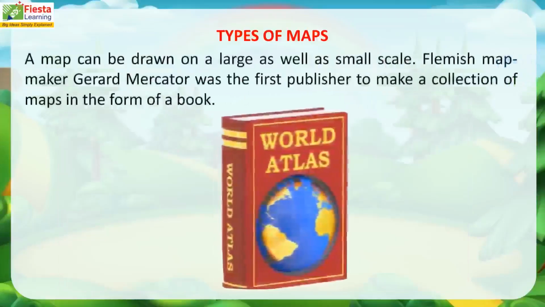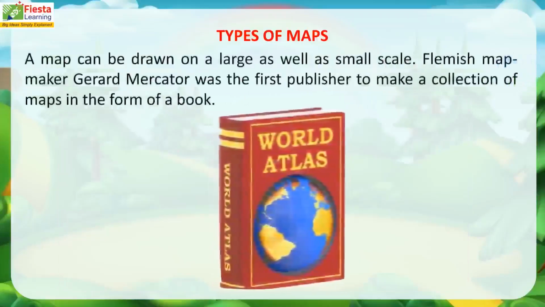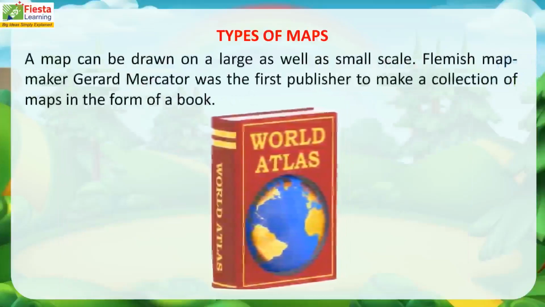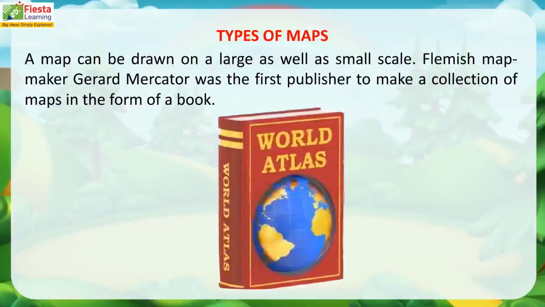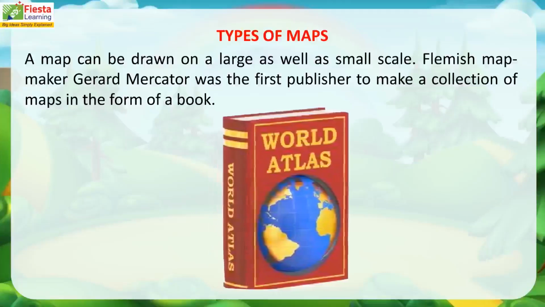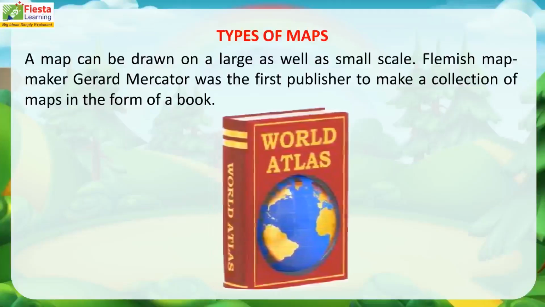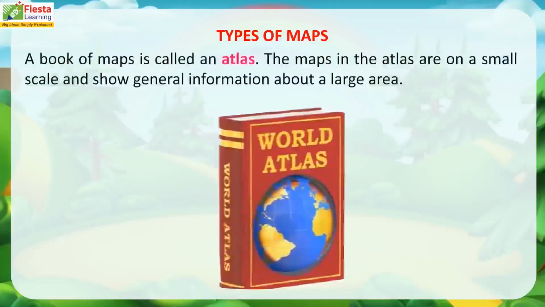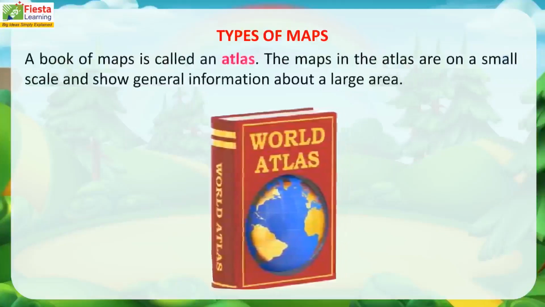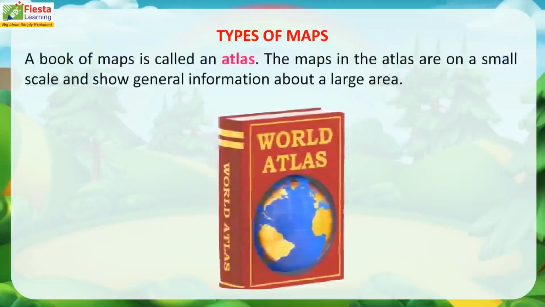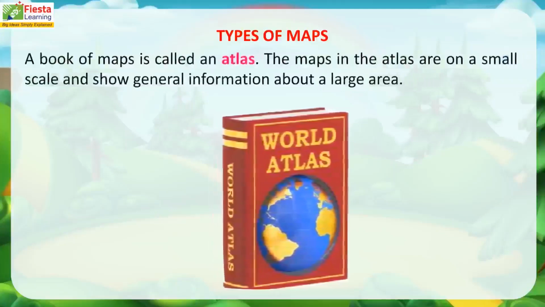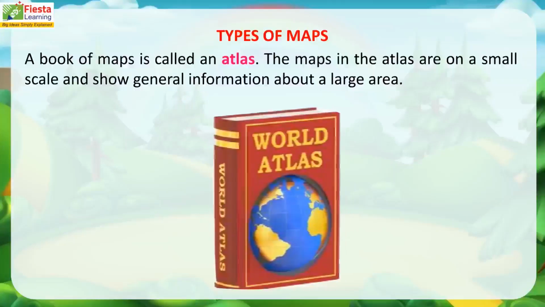A map can be drawn on a large as well as small scale. Flemish mapmaker Gerard Mercator was the first publisher to make a collection of maps in the form of a book. A book of maps is called an atlas. The maps in the atlas are on a small scale and show general information about a large area.